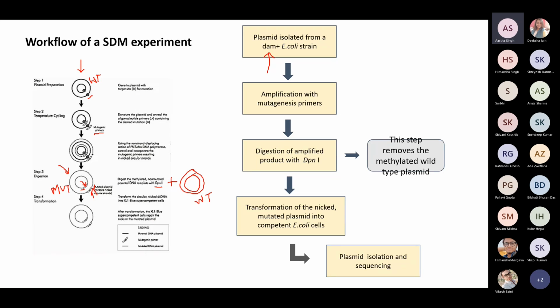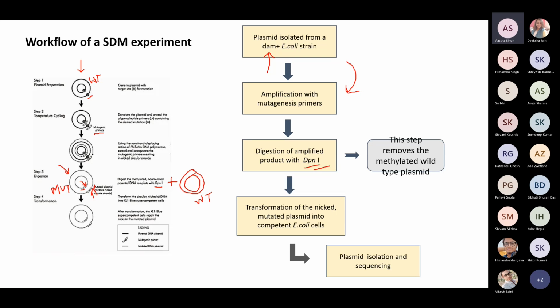A DAM positive E. coli strain has its plasmids methylated. So your host plasmid, or your wild type plasmid, is isolated from a DAM positive E. coli strain. It has methylation sites. Then you are doing the amplification with your mutagenic primers, right? Like I explained over here. Then what you need to do is digest this amplified product, which is a mixture of your wild type and mutated plasmid, with DPN1.